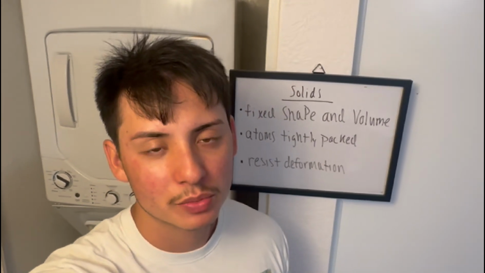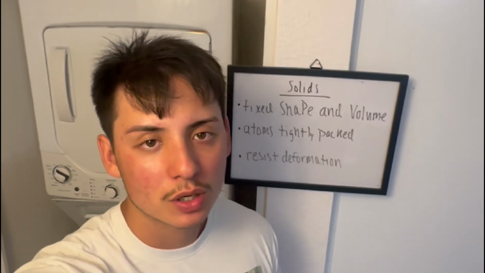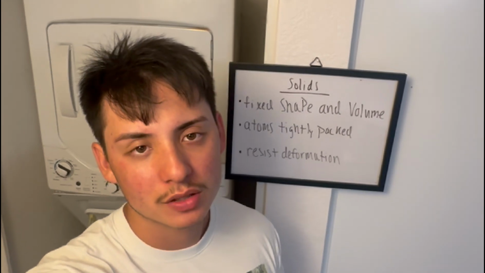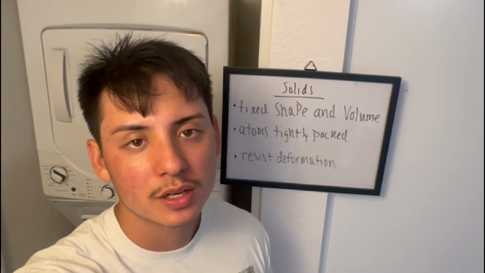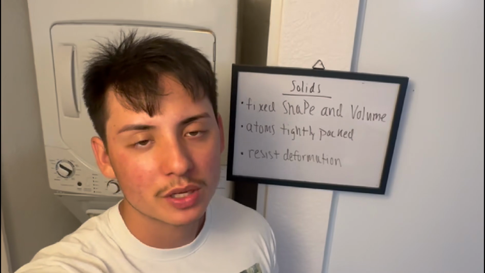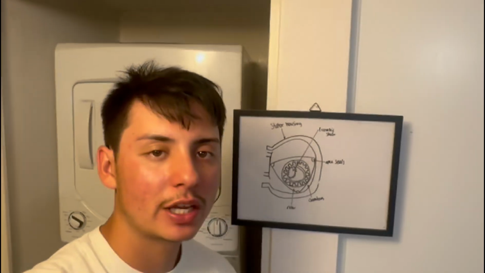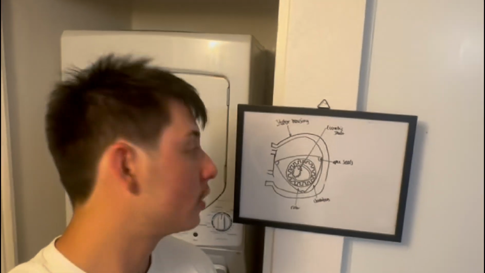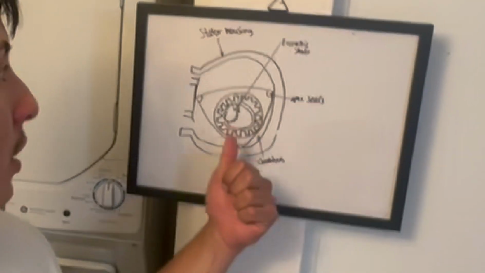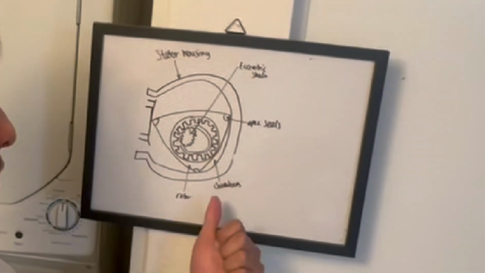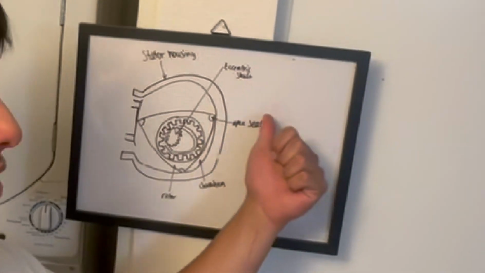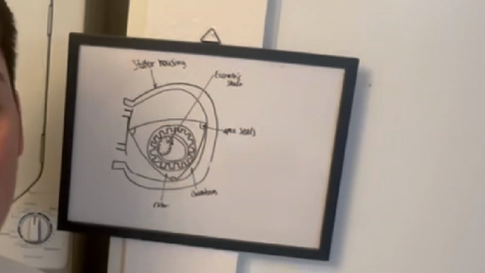So how does this come into play with rotary engines? Well, we need something solid, such as metal alloys, because they can resist extreme heat, pressure, and mechanical stress. To look at a diagram to explain this further, what we have here is a rotary engine. We're looking at the rotor, the housing, and we also have the chambers, apex seals, and eccentric shaft.